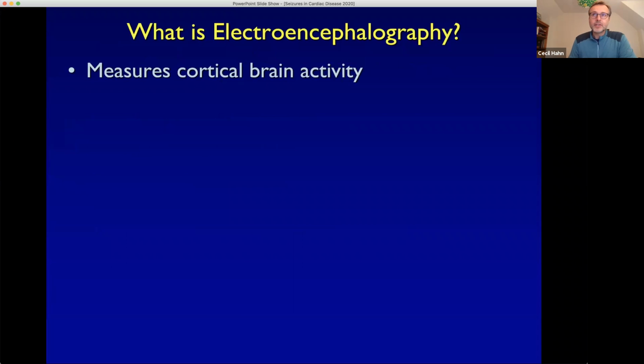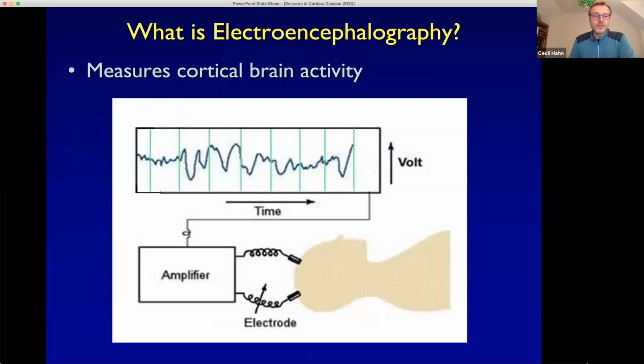So EEG is a technique that measures cortical brain activity. It's very similar to ECG, except the electrodes are on the brain or on the scalp instead of on the chest. And the voltage coming from the brain is about 1,000 times lower than the voltage generated by the heart. So these are tiny, tiny voltages, and you need a special amplifier to actually pick that up.